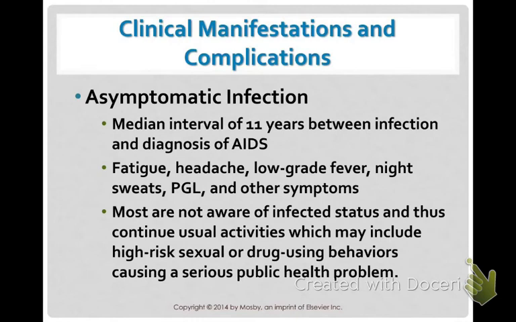And then you've got your asymptomatic infection. Like I said, when we were on that bar graph, we get more into it. This is a median interval of about 11 years that people can have no symptoms. They can have fatigue, headache, low-grade fever, persistent PGL, persistent generalized lymphadenopathy, basically swollen lymph nodes from the body trying to filter out that infection.